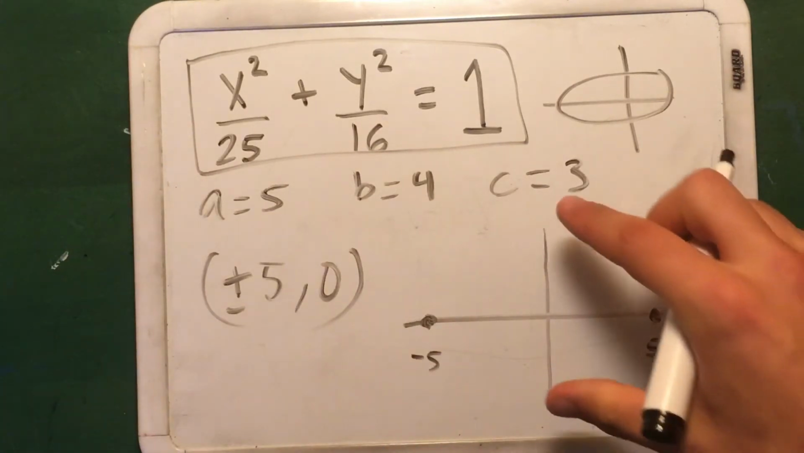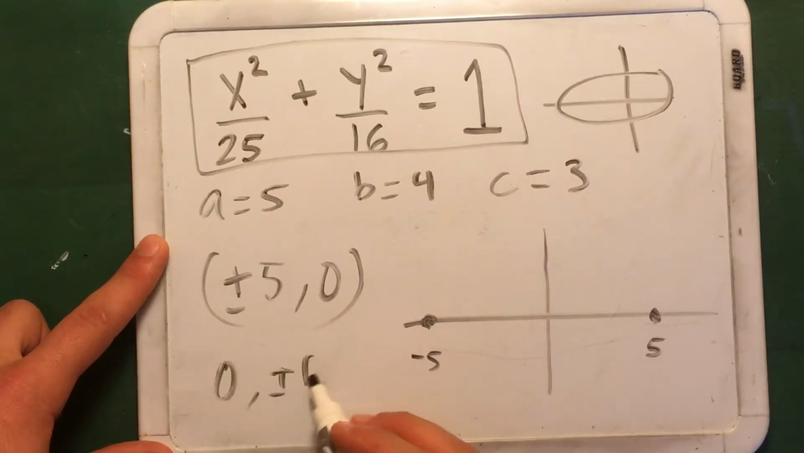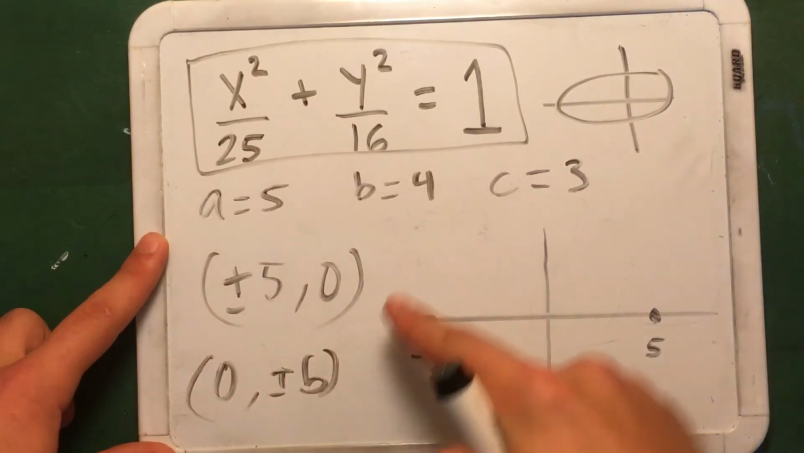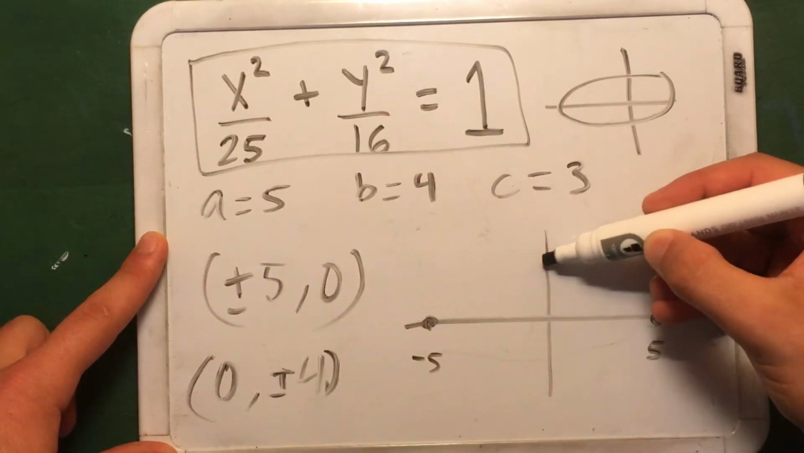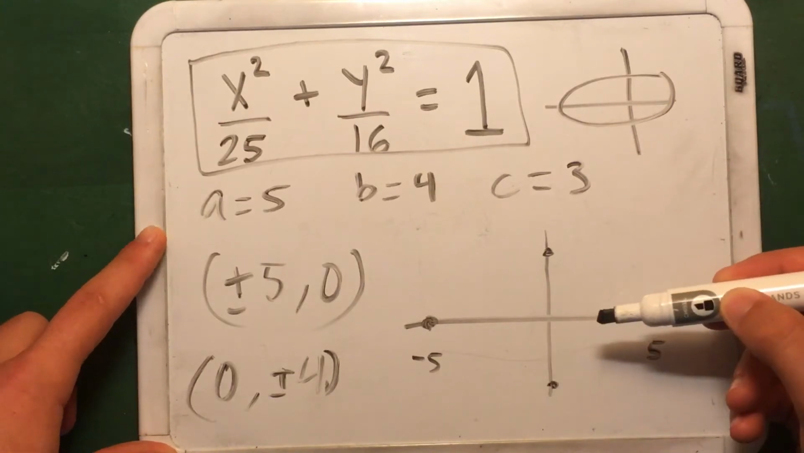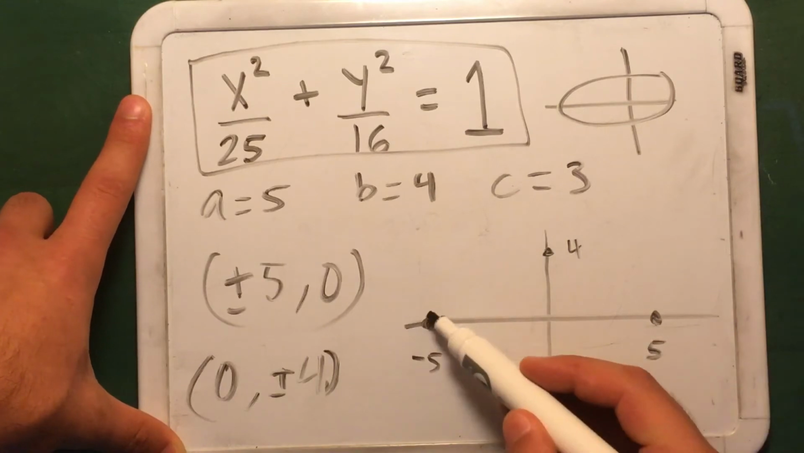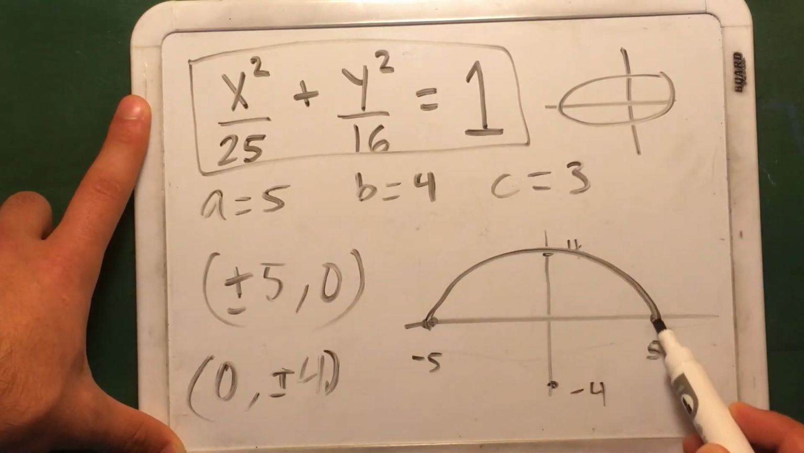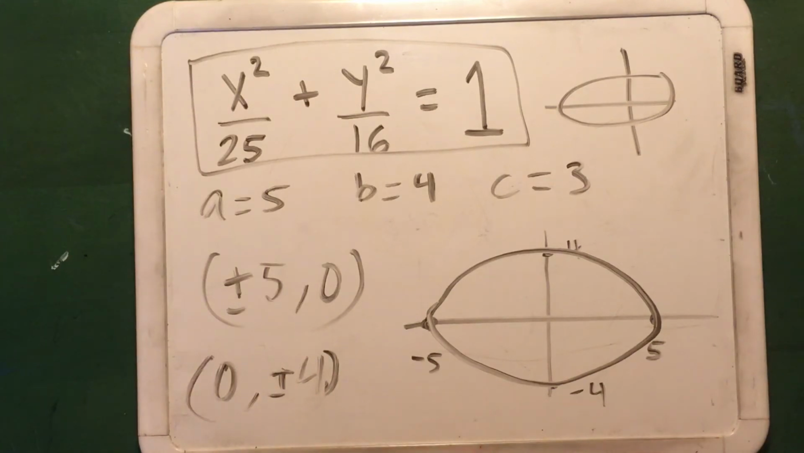Another vertex, the vertices on the y-axis are going to be 0 comma plus or minus b. B is 4. Plug in 4. Well, you put two vertices on the y-axis, one being 4, the other being minus 4. And as you see, it's going to look like that. As long as you found the vertices, you're able to sketch an ellipse.